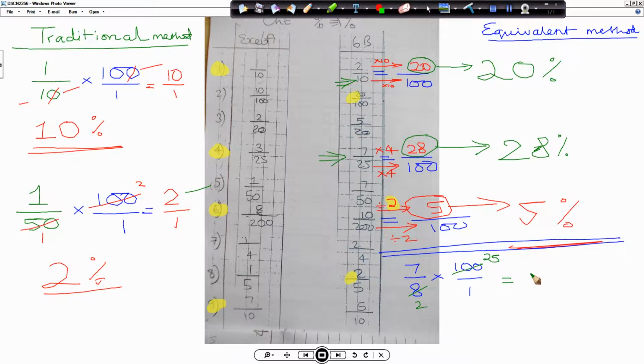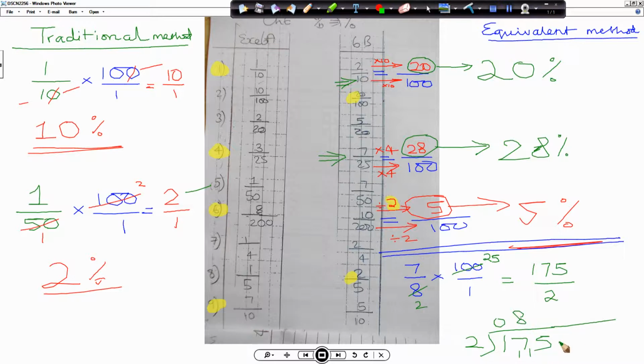Go on. 7 times 25 is 170. Not quite. 7 times 25 is 175. And 2 times 1 is 2. So we now need to do 175 divided by 2.